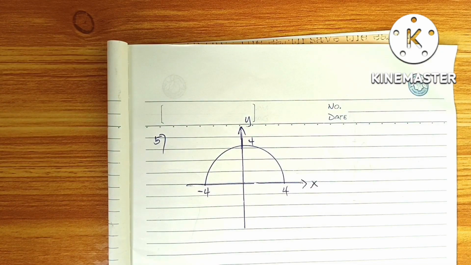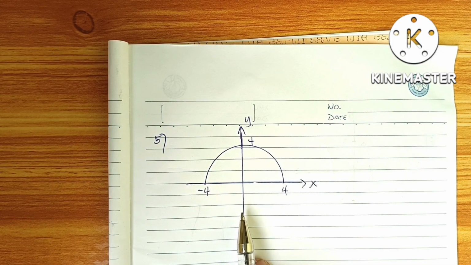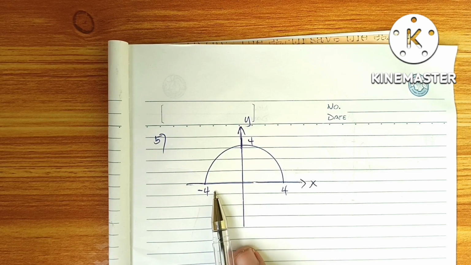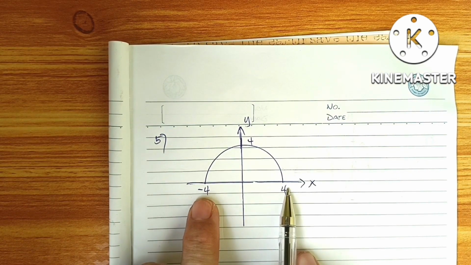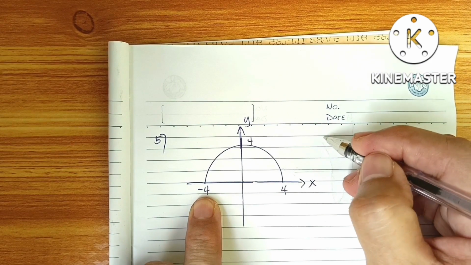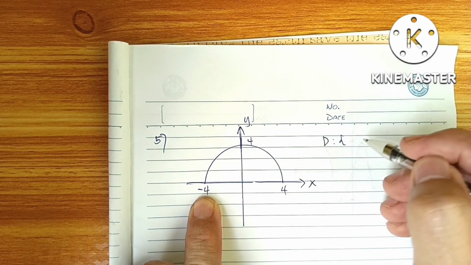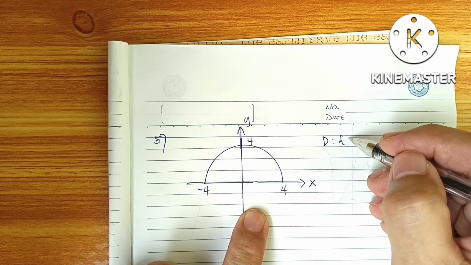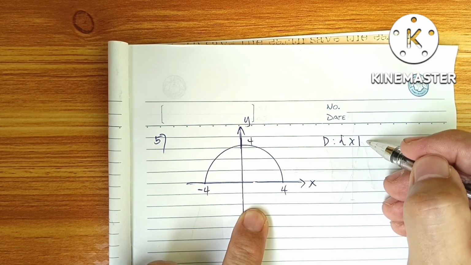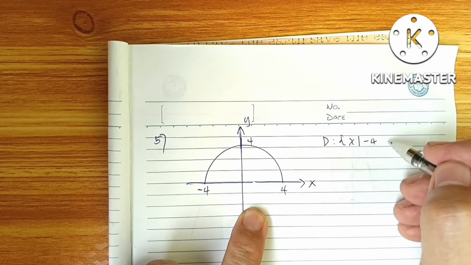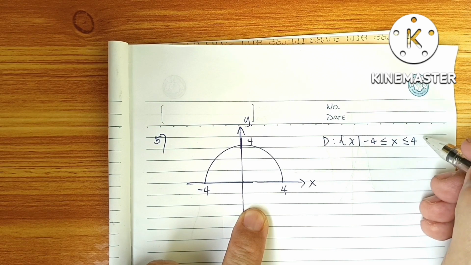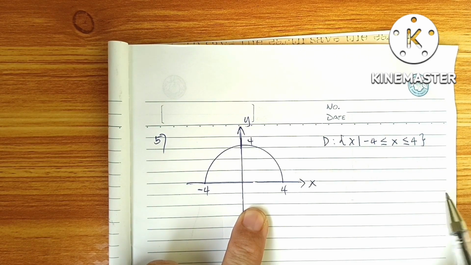Okay, in number 5, our graph is a semicircle with radius 4. And obviously, the only x-coordinates in our graph are the points between negative 4 and 4. Diba? Ito lang ang lapad ng graph natin. So, that makes our domain the set of all numbers between negative 4 and 4. So that's how you write the domain, no? Between negative 4 and 4.